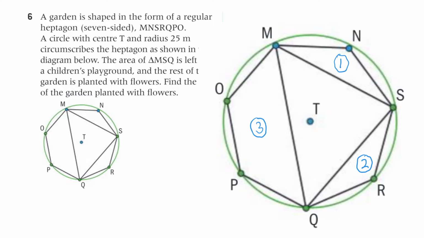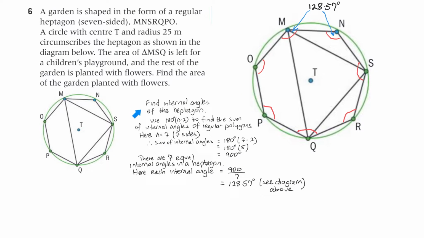1, 2, 3. Okay, so the first step is to find the internal angles of the heptagon, and there's a formula which is 180 times n minus 2, and we can double check that. For example, if it was a triangle with 3 sides, n is the number of sides, that would be 3 minus 2 is 1. The internal angles of a triangle is 180. If it was a square, there would be 4 minus 2, that's 2 times 180 is 360. They're the internal angles of a square.